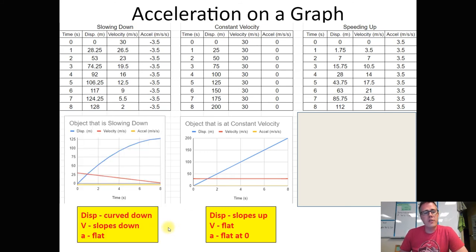The key characteristics of this one is that our displacement is curved down. That's going to be our blue line. Our acceleration is flat, and our velocity slopes down. It's decreasing by a constant amount each time.